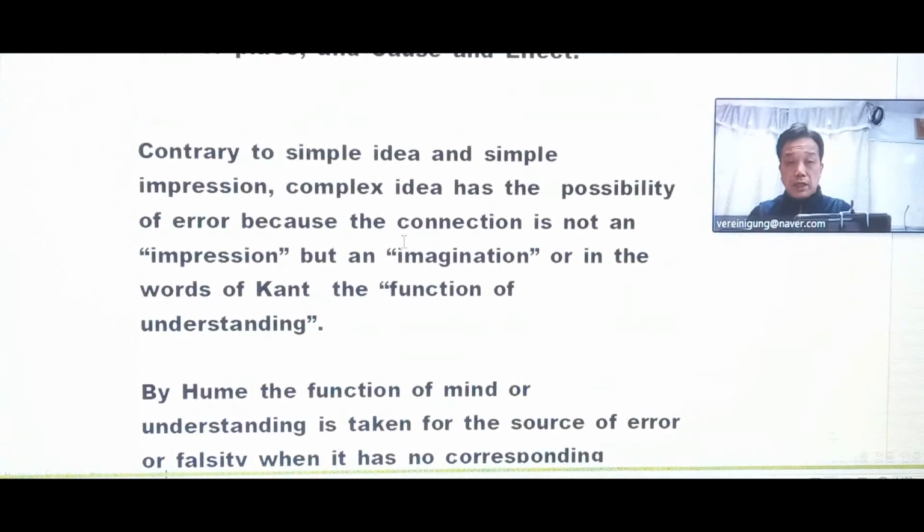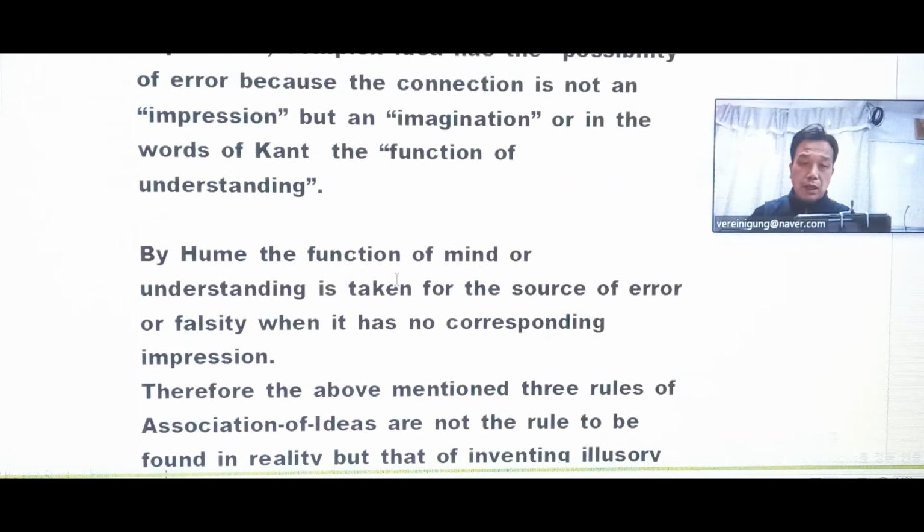Contrary to simple ideas and the simple impression, a complex idea has the possibility of error because the connection is not an impression but an imagination, or in the words of Kant, the function of understanding. By Hume, the function of mind or understanding is taken as the source of error or falsity when it has no corresponding impression.